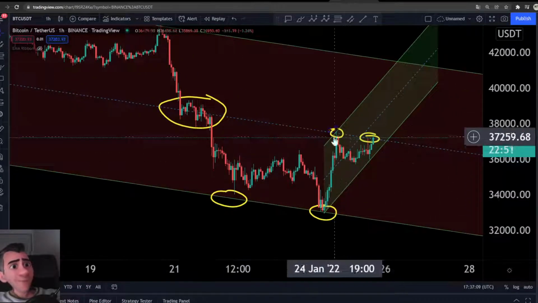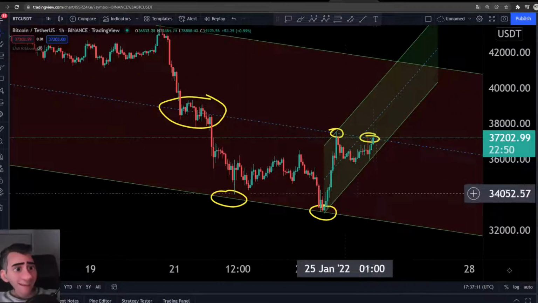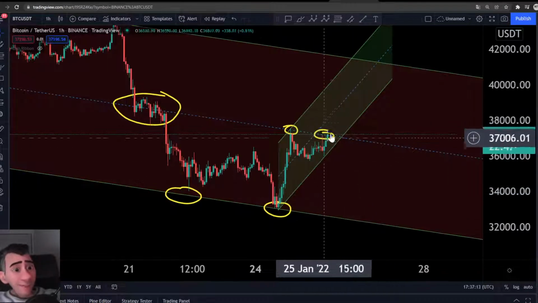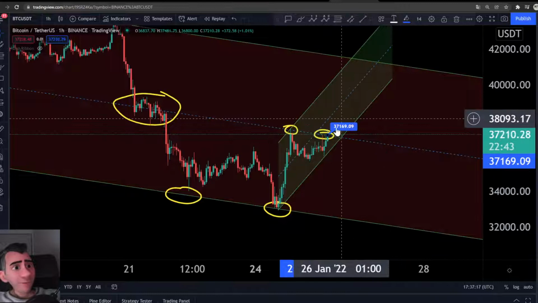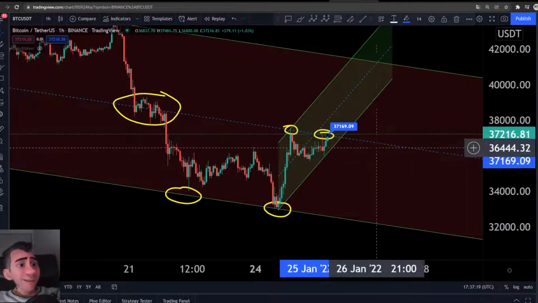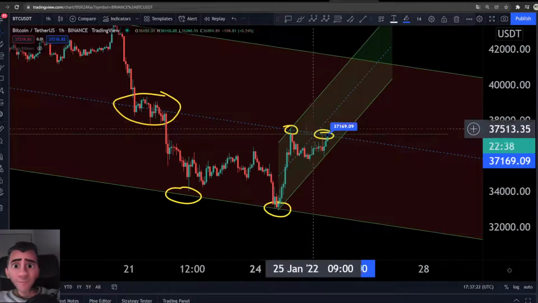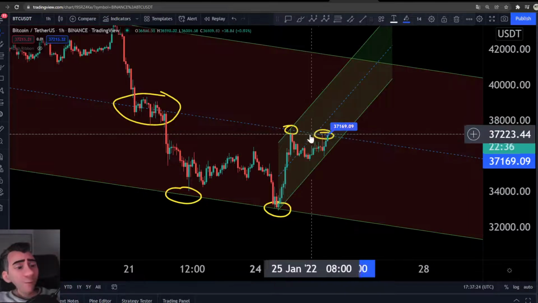Also, yes, we can watch this inverse shoulder head shoulder. Yes, of course. But I think it's really important now to watch these points. We need to make a next confirmed closing candle over 37,100. That's important. We need to make a next confirmed closing candle over this middle line.